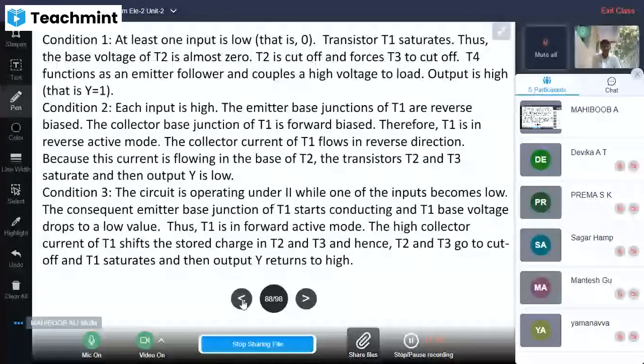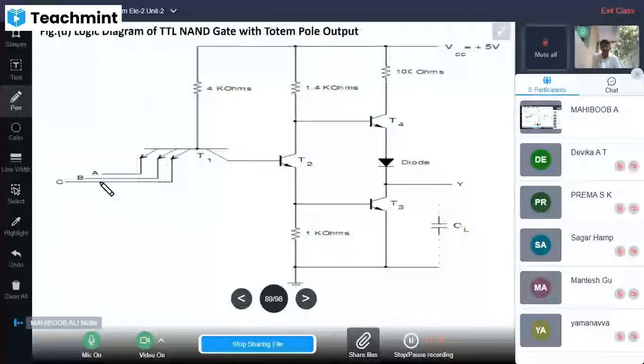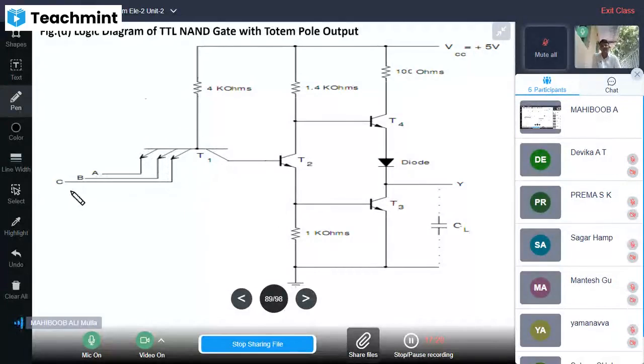Here in the circuit diagram, you see it is emitter coupled logic. Internally, it is emitter coupled logic. Even though it is a TTL family, the input gate is emitter coupled. A, B, C: one transistor has three inputs, A, B, C. When one of the inputs is 0, it is connected to ground. When this is connected to ground, no voltage is available for T2. T2 never conducts, it is cut off.